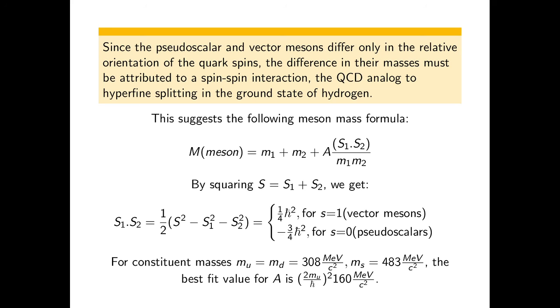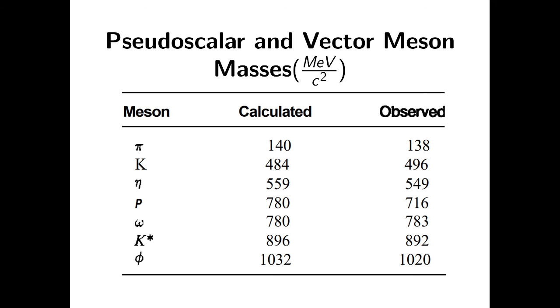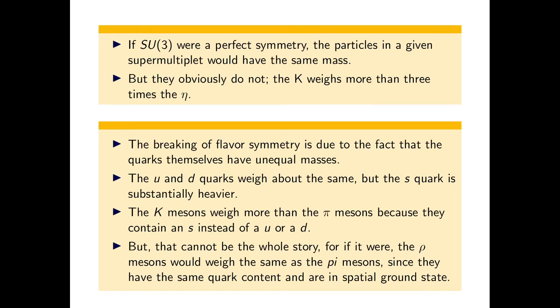So if we square S is equal to S1 plus S2, then we get S1 into S2 is equal to half of S square minus S1 square minus S2 square, which is equal to H cross square by 4 for vector mesons and minus 3 H cross square by 4 for pseudoscalar mesons. Next slide.